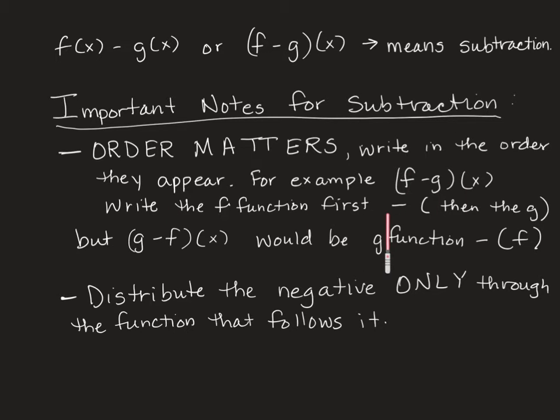So here I have f minus g. You're going to write that first, then minus, and notice how I put parentheses and then wrote the g, because you're going to want to take that negative and distribute it through the function. But if I write g minus f, I'm going to write the g function, minus, and then again parentheses, and put f over here. And you're going to distribute that negative only through the function that follows it. So whatever I'm putting in that parentheses is the only place that my negative gets distributed.